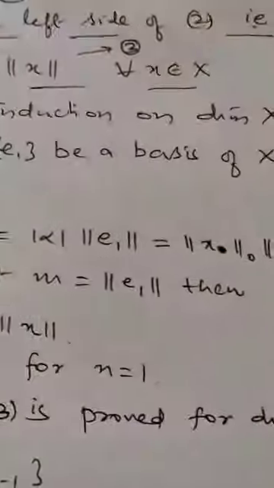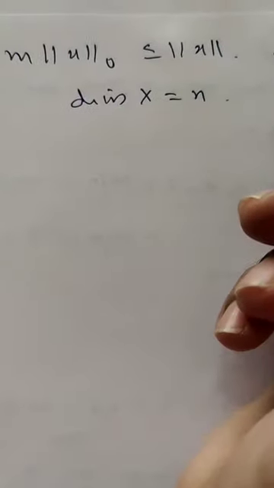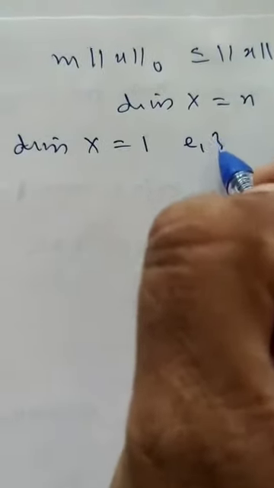Okay, so now we prove the second step, that m times norm of x naught is less than or equal to norm of x. We prove this by induction on the dimension of X. Suppose the dimension of X is n, we prove this by the method of induction. Suppose the dimension of X is 1. Dimension of X is 1 means e1 itself is the basis element.